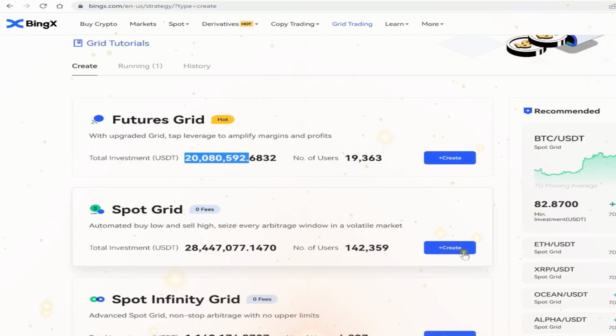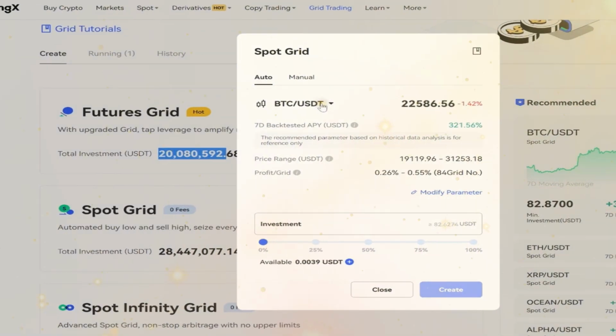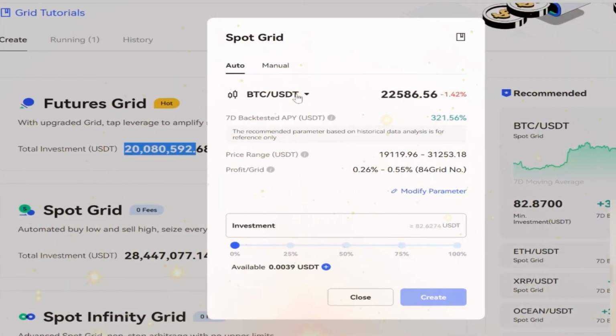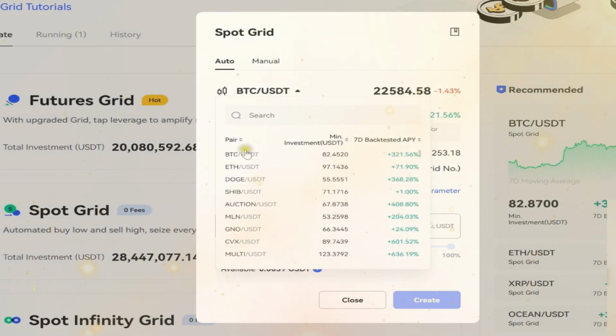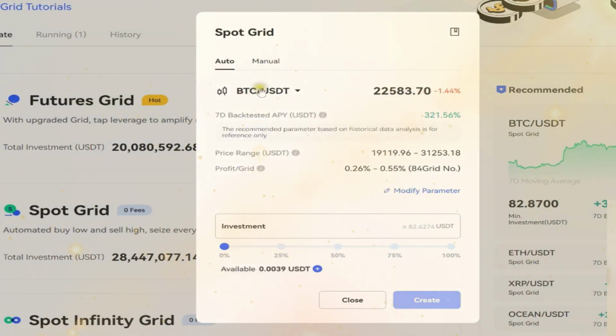How can you use a bot? Well, you can create your own by clicking on share, and you can decide which type of asset you want to trade. The least risky one is Bitcoin because it's the biggest cryptocurrency. So today we are going to focus on Bitcoin. This is the past 7 days backtested by API. But as it says here, past parameters don't replicate in the future, so it's only a reference tool.